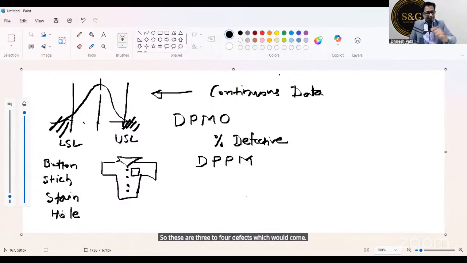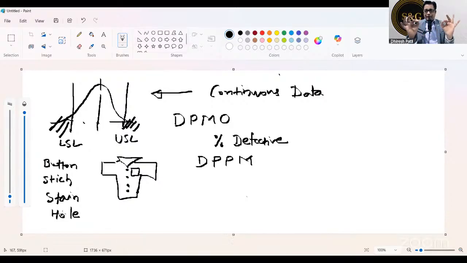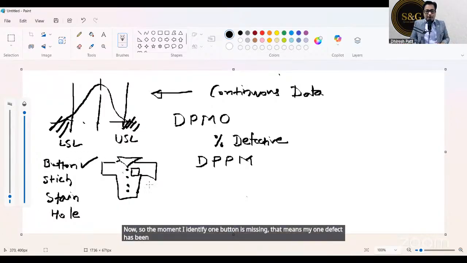Now understand this. I'm a quality person checking the quality. I take the first product and I check, and I found, let's say, one button is missing. The moment I identify that one button is missing, that means one defect has been captured. So I will call this shirt a defective shirt.